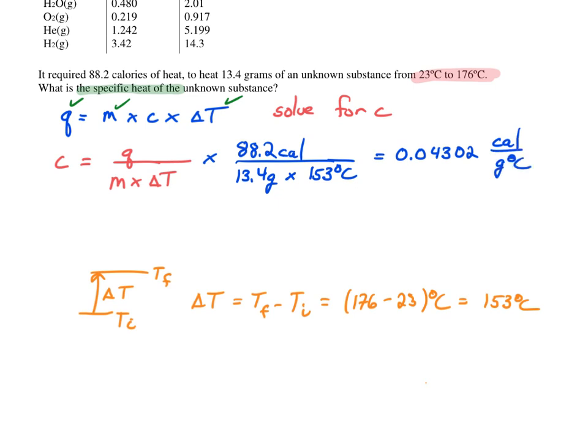Let's go back and look at our sig figs. This number has 3 sig figs. Let's look at the delta T, and we see each of these temperatures is good to the 1's place. So this is good to the 1's place. We have 3 sig figs from our delta T. So we have 3 sig figs in our final answer. Rounding down, 0.0430. Units are calories per gram degree C.